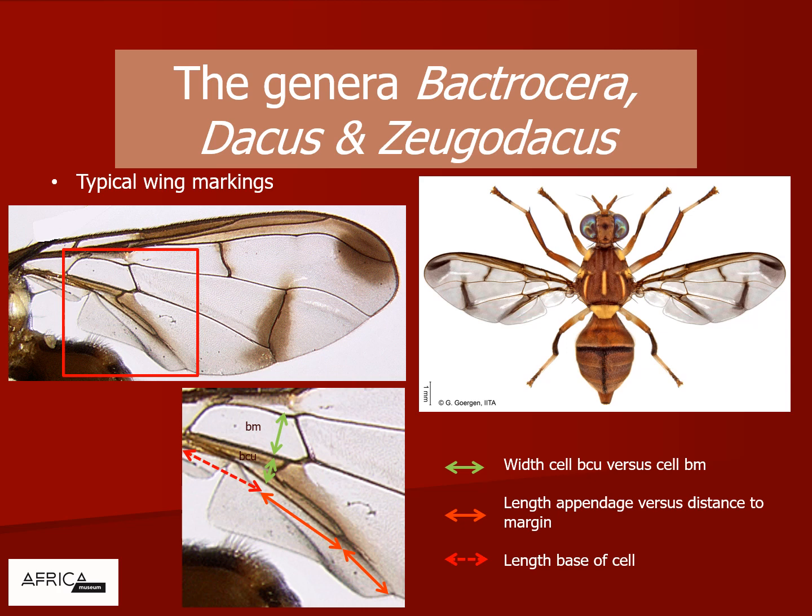Dacine fruit flies have different feeding strategies, from being specialized on a single host, like the olive fruit fly, to being very polyphagous.